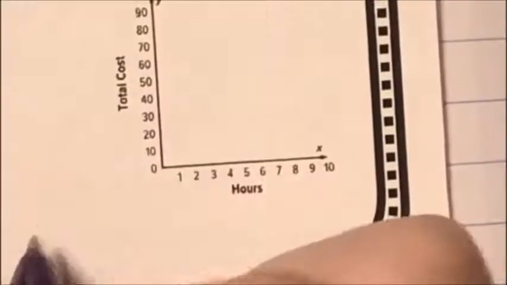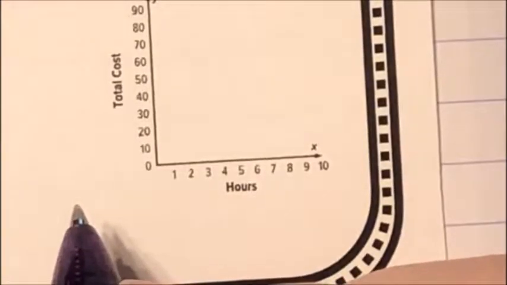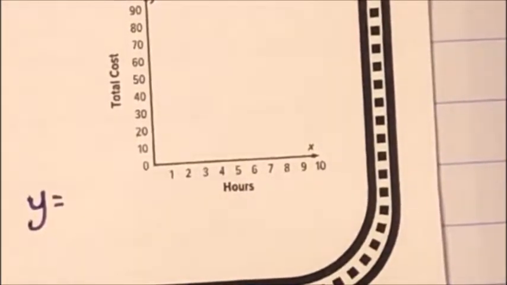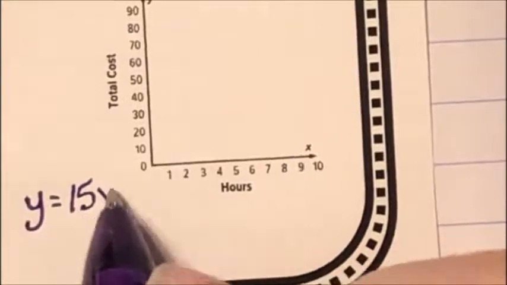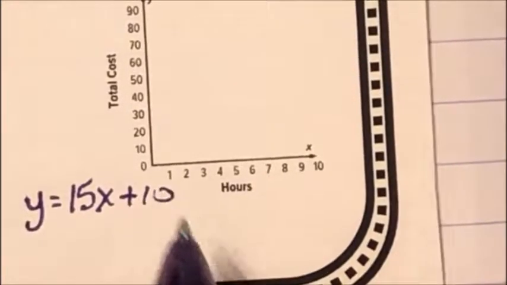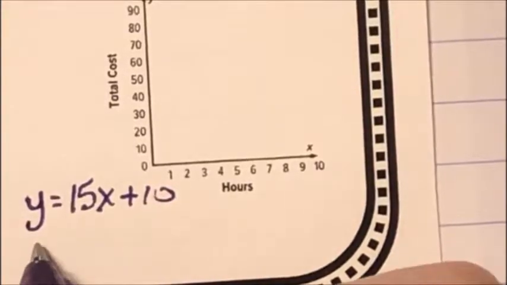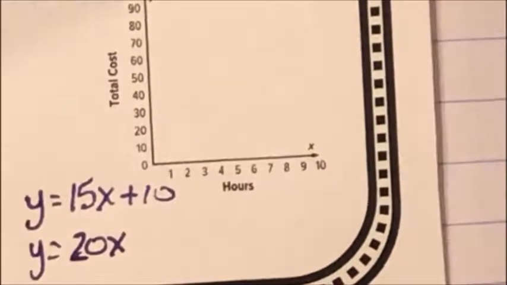So y equals, so y is, okay, scrapbooking lesson $15 per hour plus a $10 supply charge. So y equals 15x plus 10 is my first equation. And y equals 20x plus 0 is my second equation.